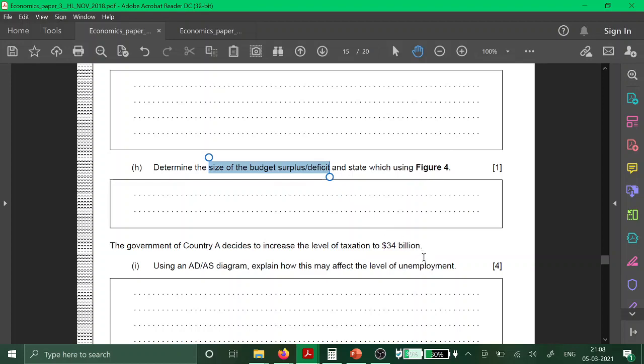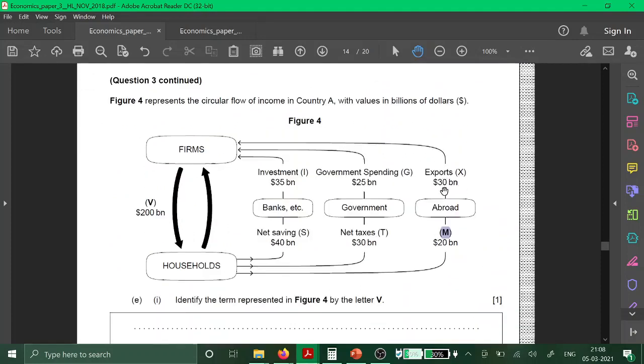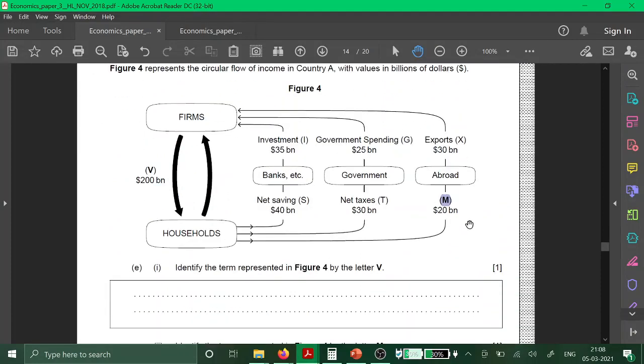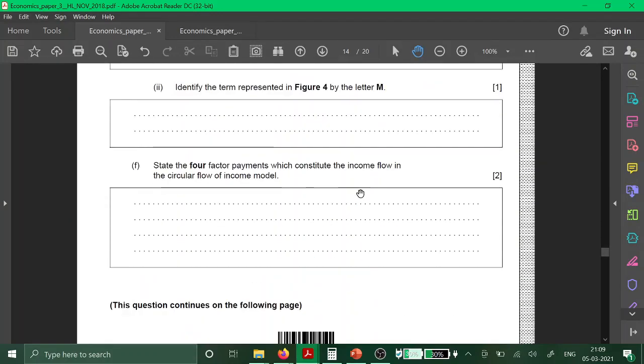They are asking for the size of the budget surplus or deficit, using figure 4. So how do you find out the budget deficit or surplus? Just like we do in houses: revenue minus expenditure is our deficit or surplus. Here the government revenue is net taxes, so net taxes minus government spending is positive, which means it has a surplus. So it will be 5 billion dollars.